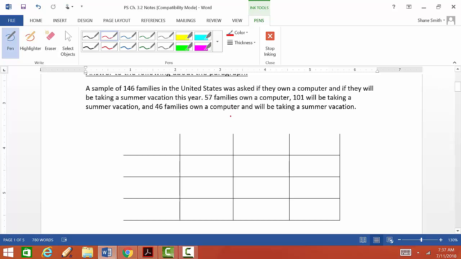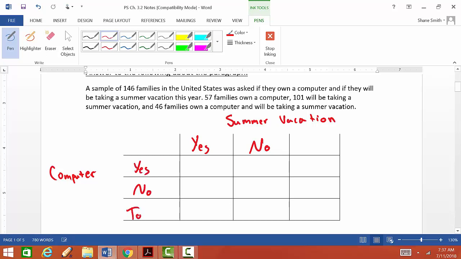So in a two-way table, one variable is summer vacation, and just so we're all consistent, I'll put summer vacation at the top and computer on the left. You could switch these. There's nothing that says it has to be one way or the other. It's just that the table is going to look a little different. So it's better if you do the same thing that I'm doing. So we have yes summer vacation, no summer vacation, yes computer, no computer, and we have a total column and row.